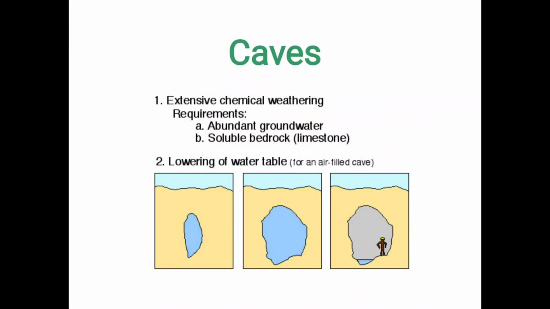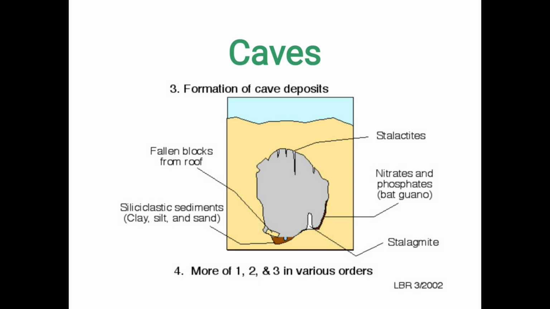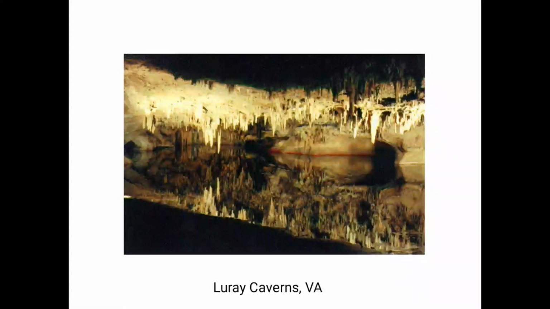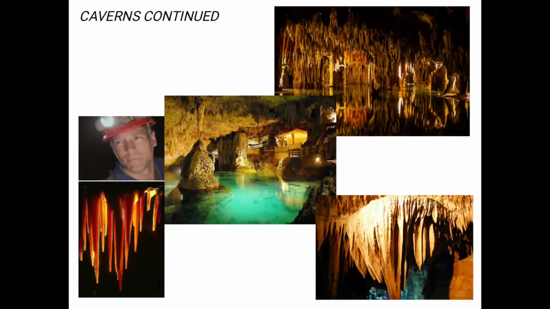Next, caves. Caves require extensive chemical weathering, abundant groundwater, and soluble bedrock such as limestone. Next, lowering of the water table and formation of caves, with fallen rocks from the roof. Gully-like structures may be created in the ground surface. This is the structure of caves.